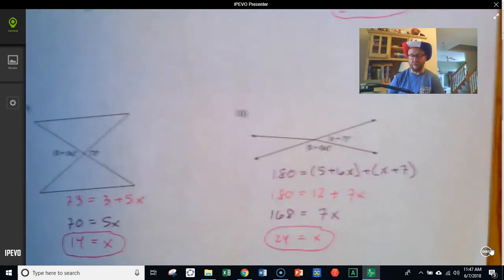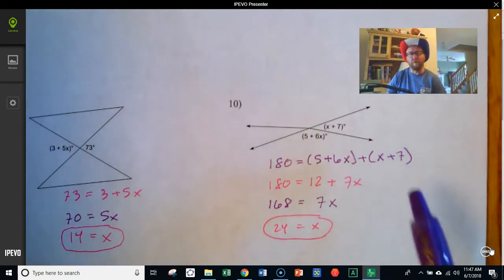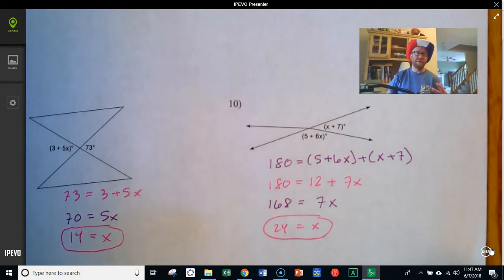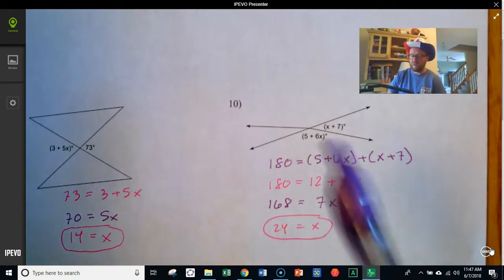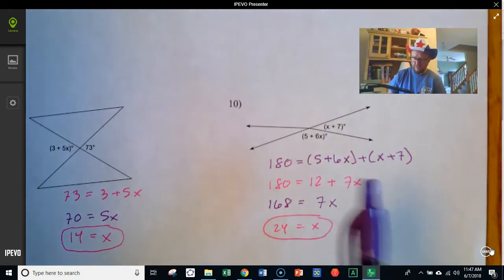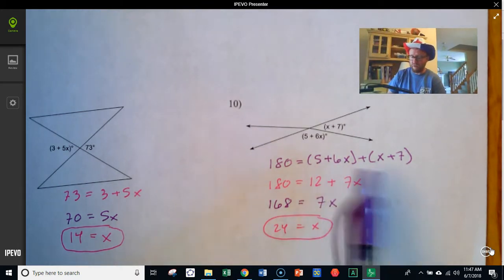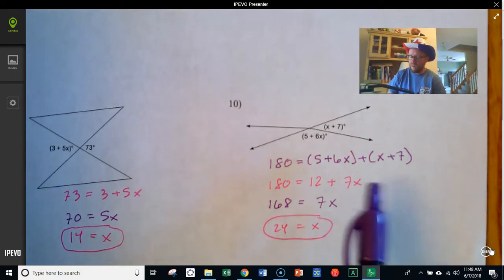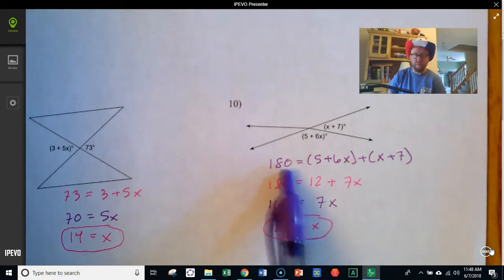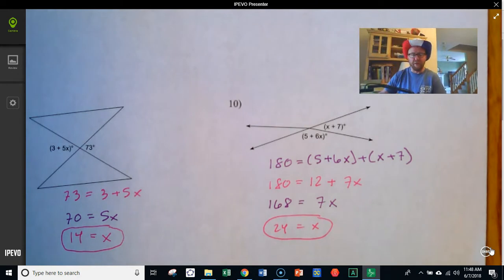Or over here, for example, we knew the two angles were a linear pair, so the measures would add up to 180 degrees. So we just set up an equation that says that the measure of this angle plus the measure of that angle, or the expressions that represent them, added together, equal 180. And then from there you just have to solve the equation. All right, good luck with all that.